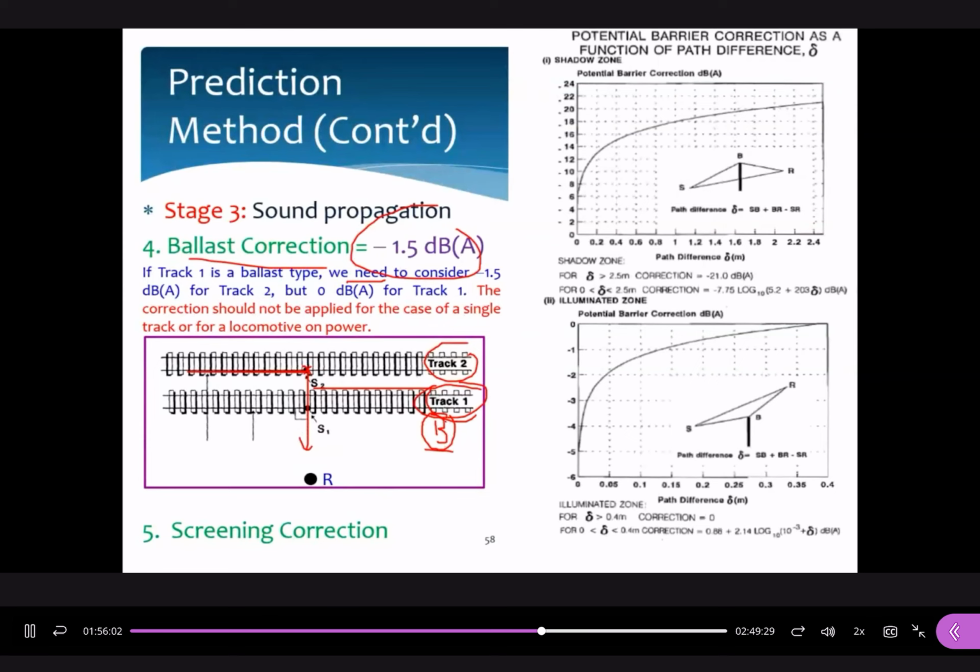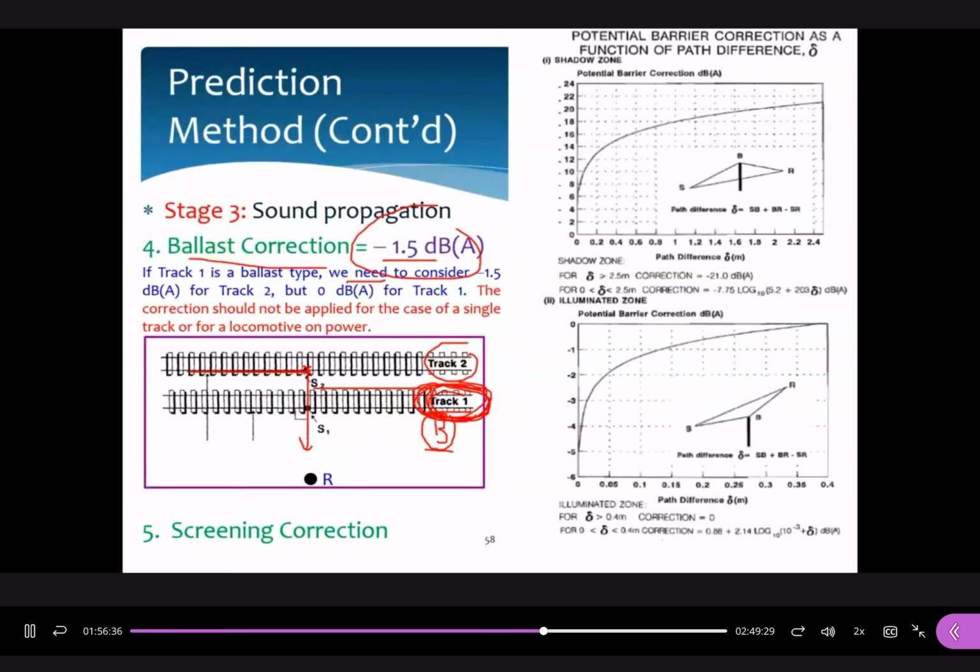In the other case, if track number 1 is not a barrier type, what happens? We do not need to apply minus 1.5 dBA to either track. So the only condition in which we need to apply minus 1.5 dBA is that track number 1 must be a barrier track.